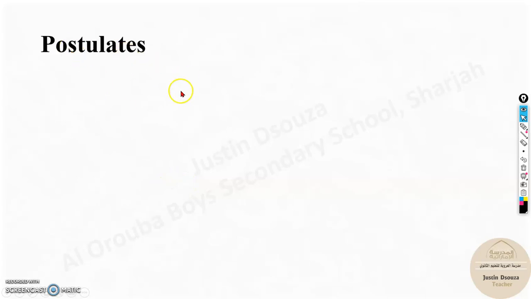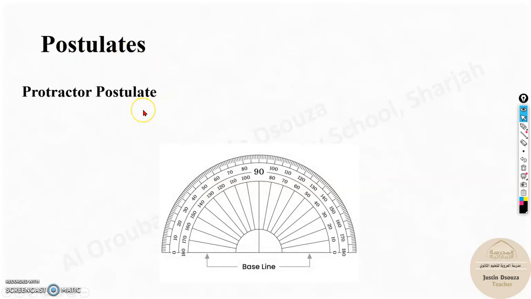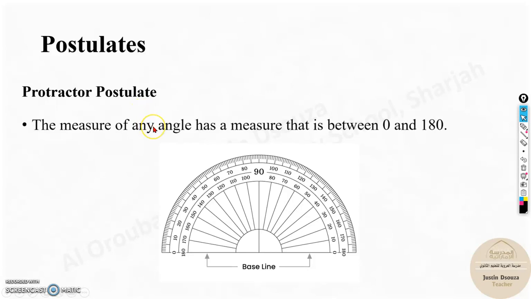And now about postulates. Postulates are similar to a theorem. It's like a statement. You do not need to prove them again and again. You can just remember these because they are always like a formula or a law. So now what does the protractor postulate tell? The measure of any angle is between 0 and 180, because a protractor has 180 degrees. And if it's a flat line, 180 degrees means a line.